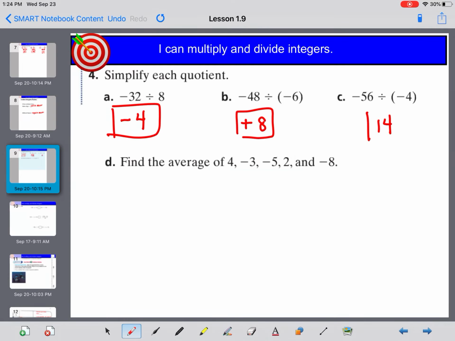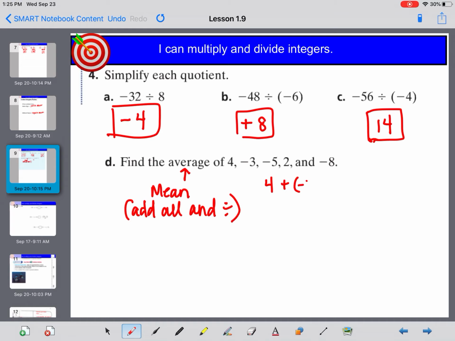So I get a positive 14 as my answer. Okay, letter D, find the average. This is the same as the mean you might remember from 6th grade, and that's when we add up all the numbers and divide by the number of numbers. So, add all and divide. Okay, so let's try that.